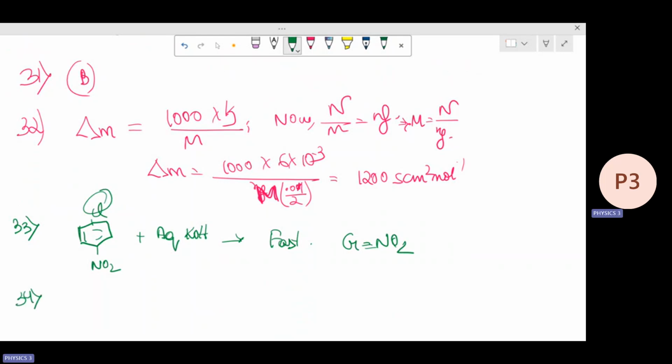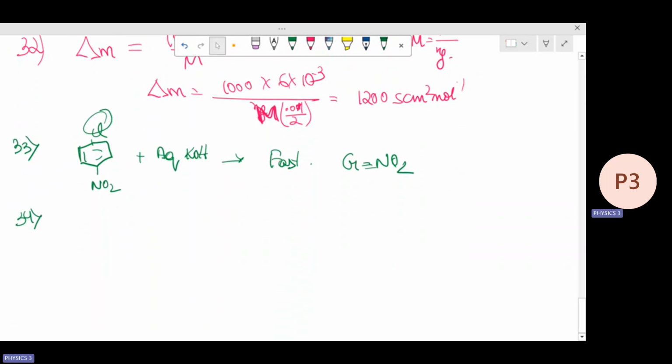Question number 34. This one is more reactive to nucleophilic substitution reaction than this one. The electron-withdrawing effect is correct, so the assertion is absolutely correct. The more the electron withdrawing group, the lesser the double bond character, and the faster the reaction. So it is option A. Both assertion and reasoning are correct.